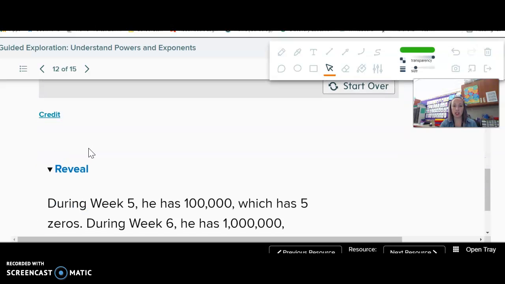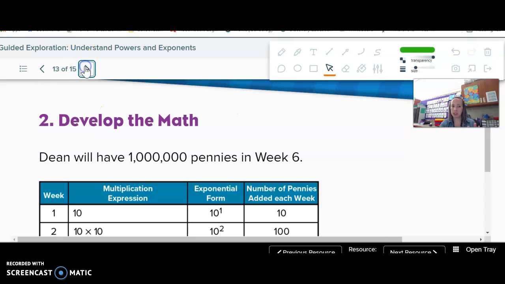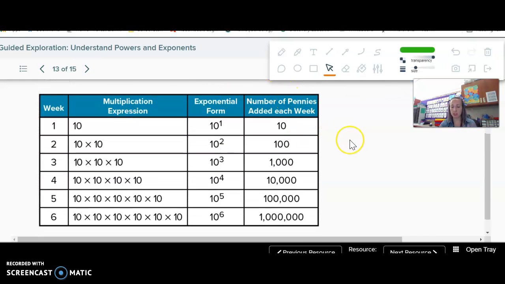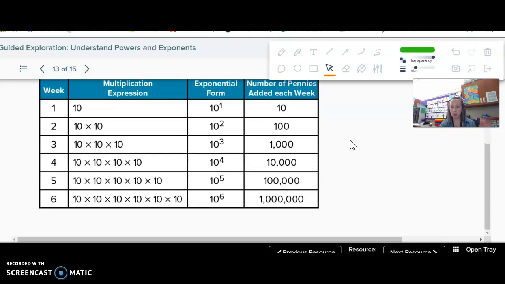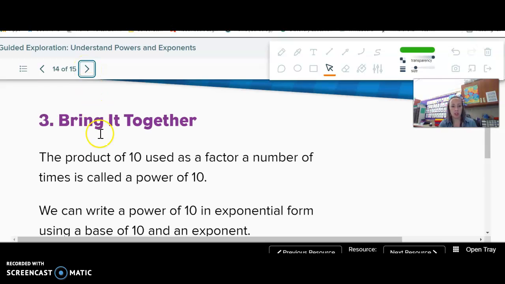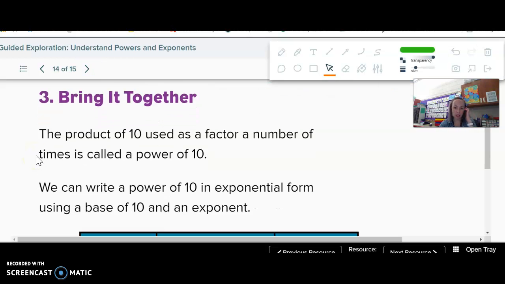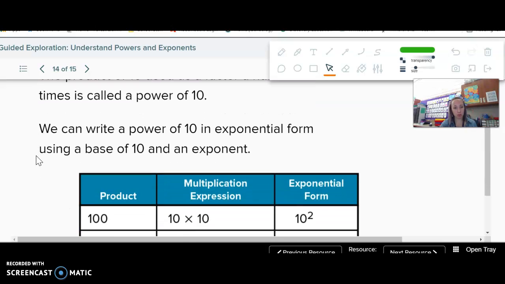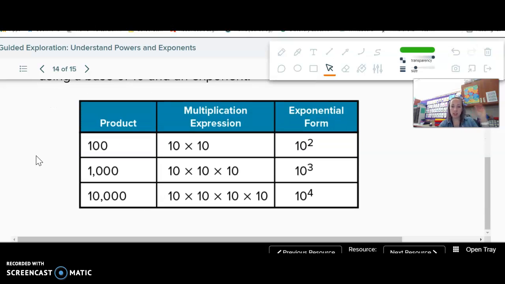All right, hopefully that is making sense. We'll do some practice. There's a completed table. Again, if you need to copy that down, go ahead. It'll help you out when you get to your practice page and your exit ticket. So the product of 10 used as a factor a number of times is called a power of 10. Okay, we can write a power of 10 in exponential form using that base and the exponent.